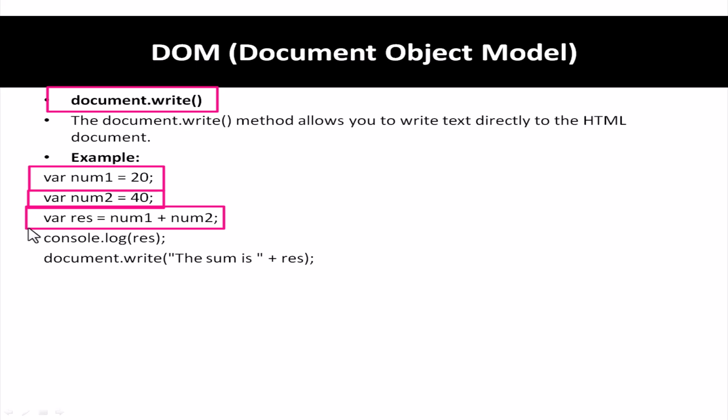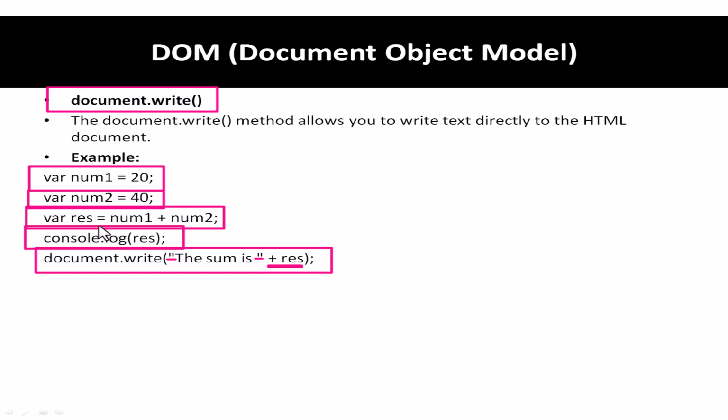Now you can see the particular output in your console, or you can write it with document.write, where you print the particular text message to be displayed in double quotes. You use a concatenation symbol to display the result.